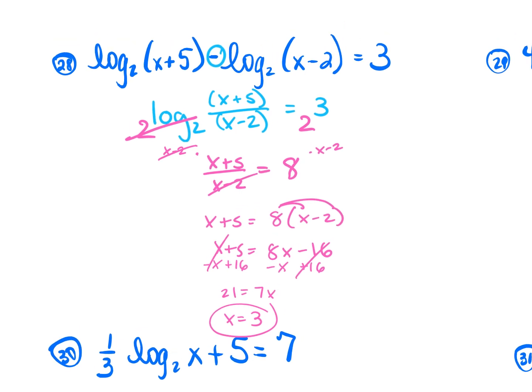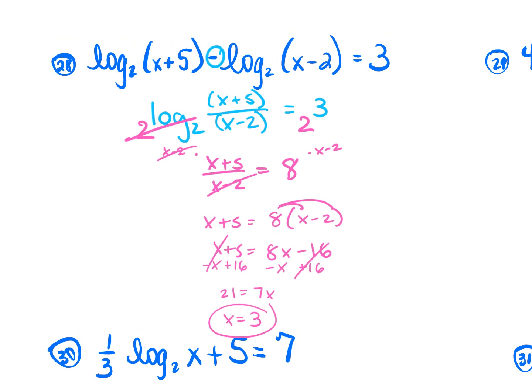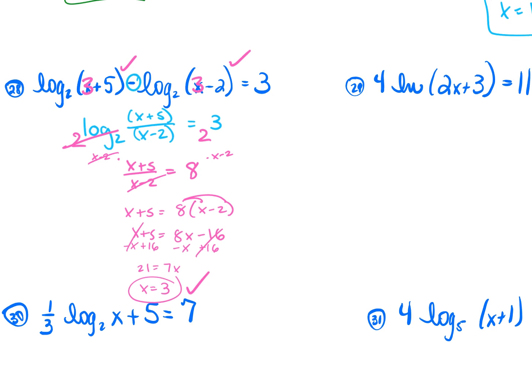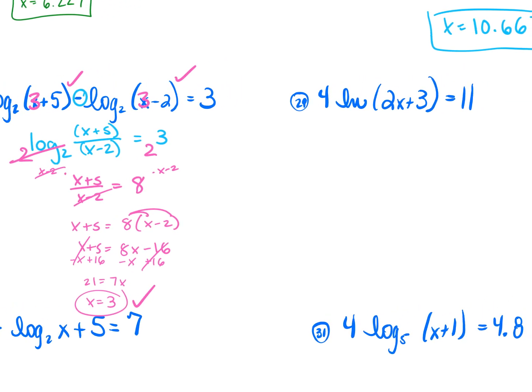Always just check your work, especially when you have logs. What can I not take the log of? A negative number. So if I plugged 3 in, 3 plus 5 is 8, so we're good there. If I plugged 3 in, 3 minus 2 is 1, so we're good there. So 3 works. Remember, you can't take the log of a negative number, so just quickly plug it back in to check your work just to make sure it's a solution. You don't have extraneous solutions.